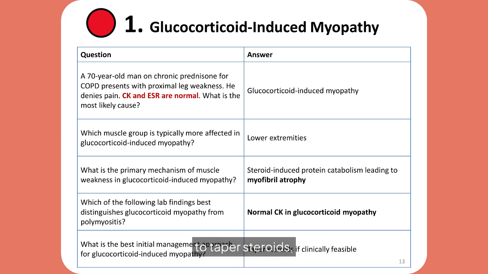Key teaching pearl: always consider glucocorticoid-induced myopathy in patients on chronic steroids who develop painless proximal weakness with normal labs. Recognizing this prevents unnecessary testing and avoids misdiagnosis.